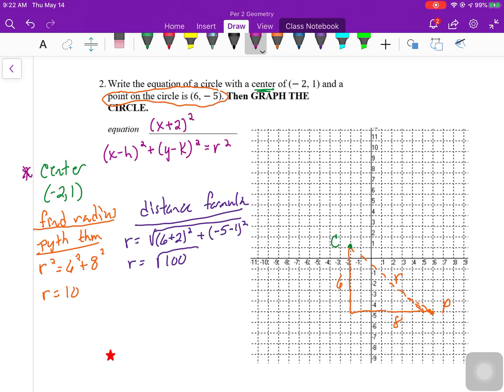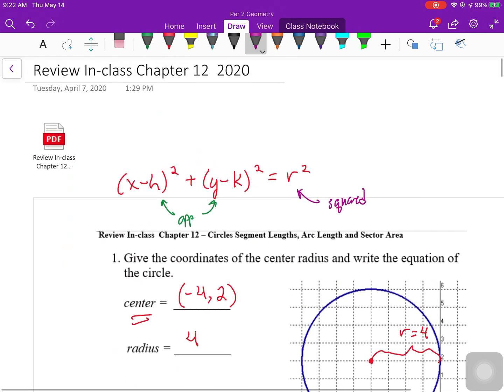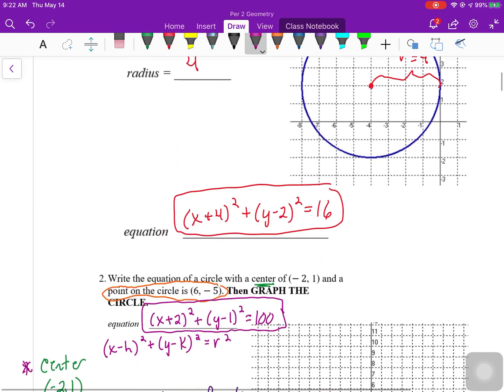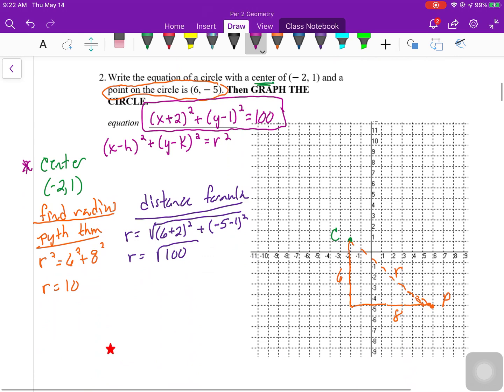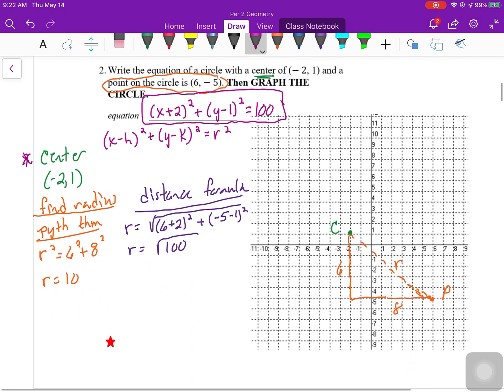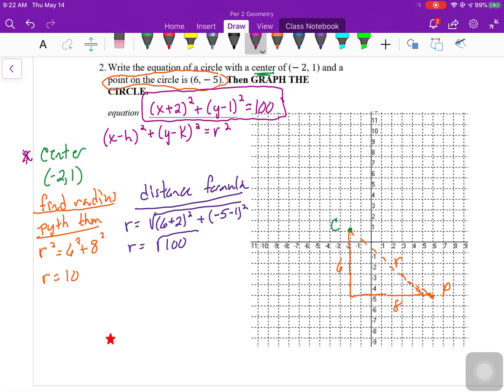Inside the parentheses goes the opposite of the coordinates of this center point. So it appears we would have (x plus 2) squared plus (y minus 1) squared equals 10 squared, which on the other side would be 100. So here is the equation of our circle. Now you will have to know that standard form equation for your chapter test.